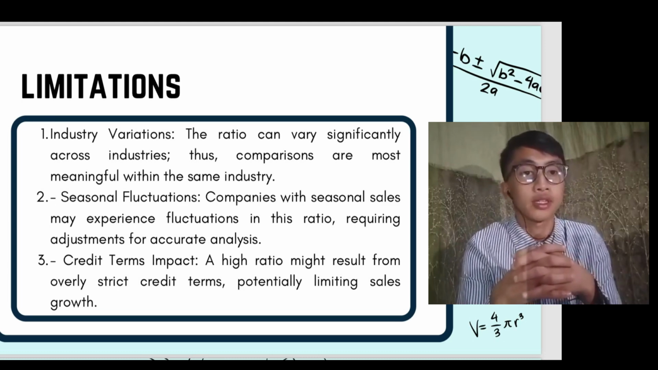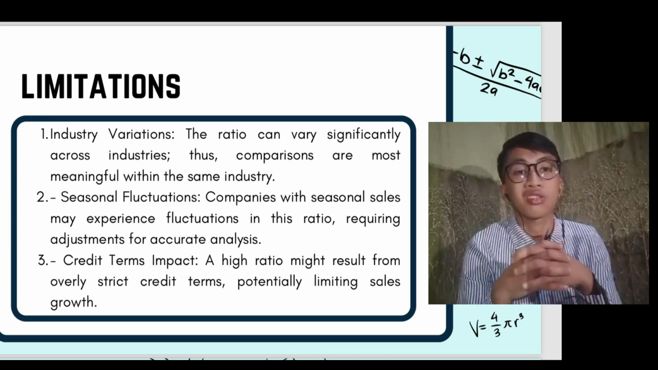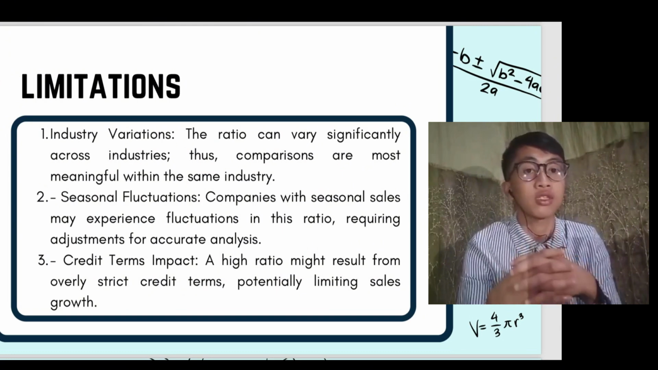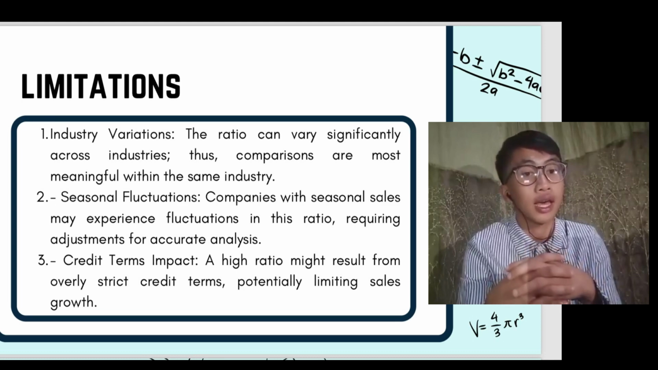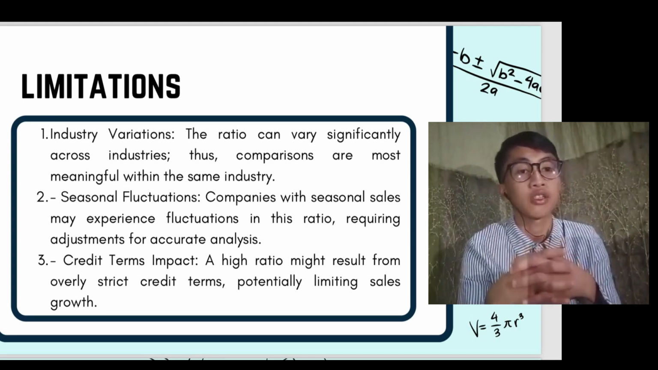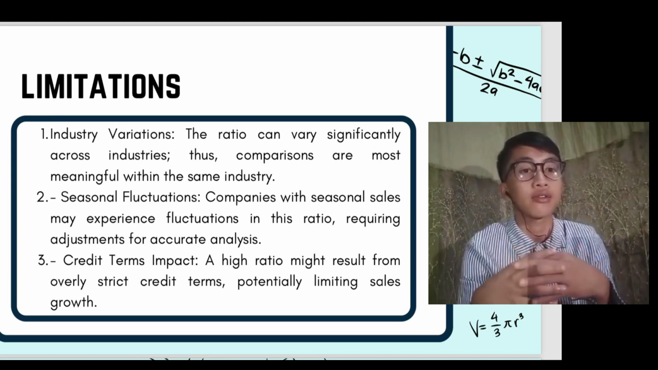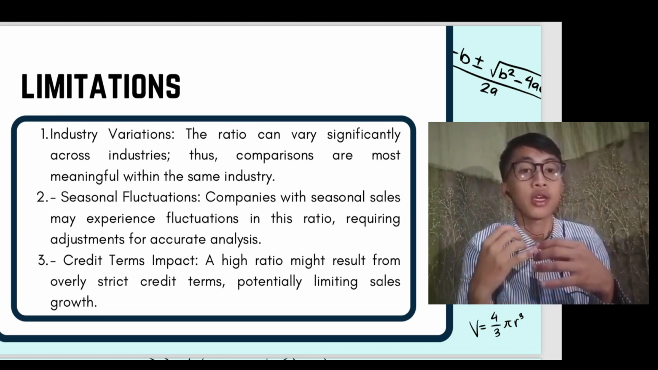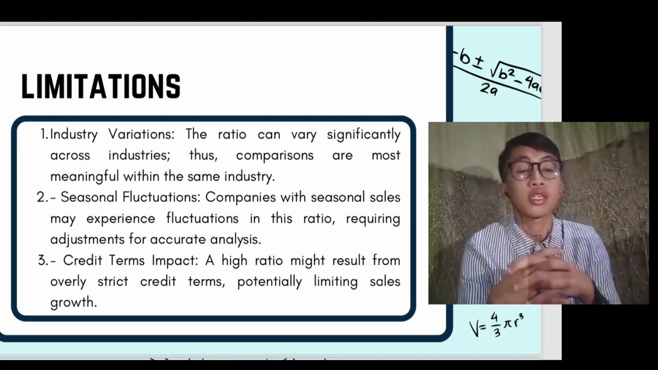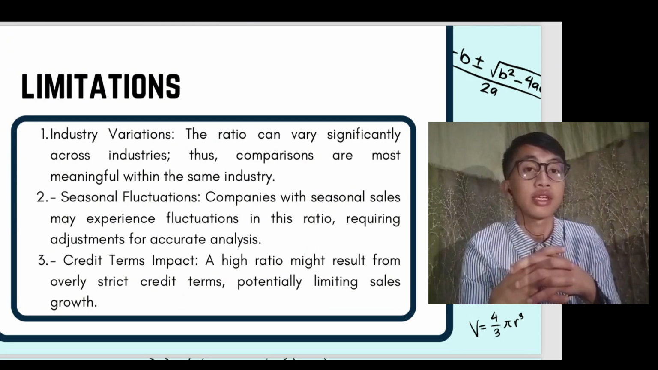The second limitation is seasonal fluctuation. Companies with seasonal sales may experience fluctuations in this ratio, requiring adjustments for accurate analysis. Companies have busy and slow seasons, like retail stores, which might show fluctuating ratios. This can make it tricky to understand the real efficiency.